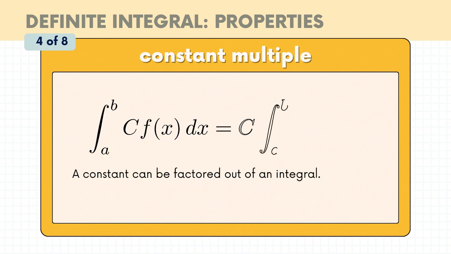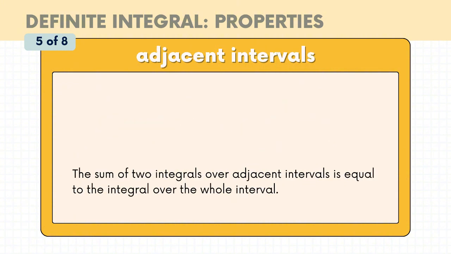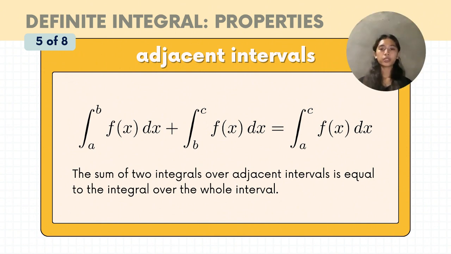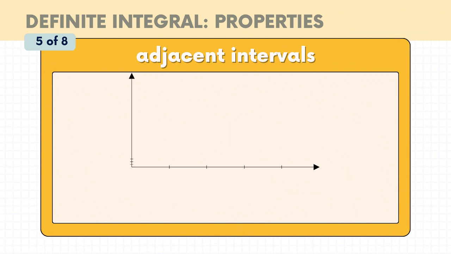A constant can be factored out of an integral. When integrating a constant multiplied by a function, the constant can be pulled out of the integral. This property is pretty straightforward.